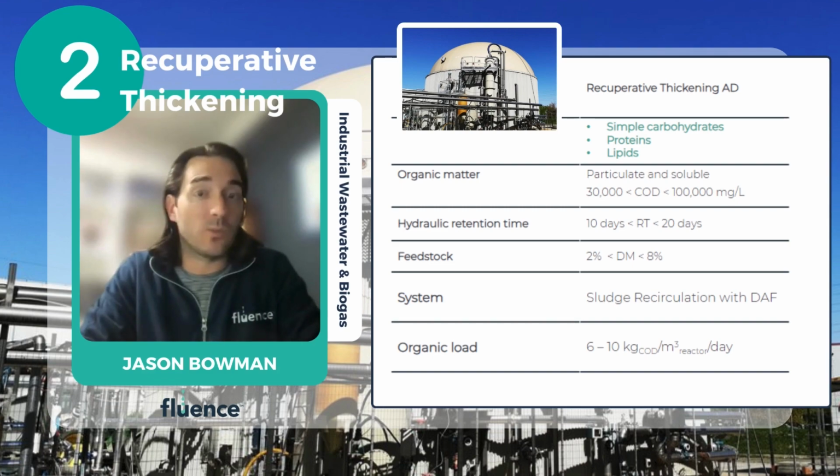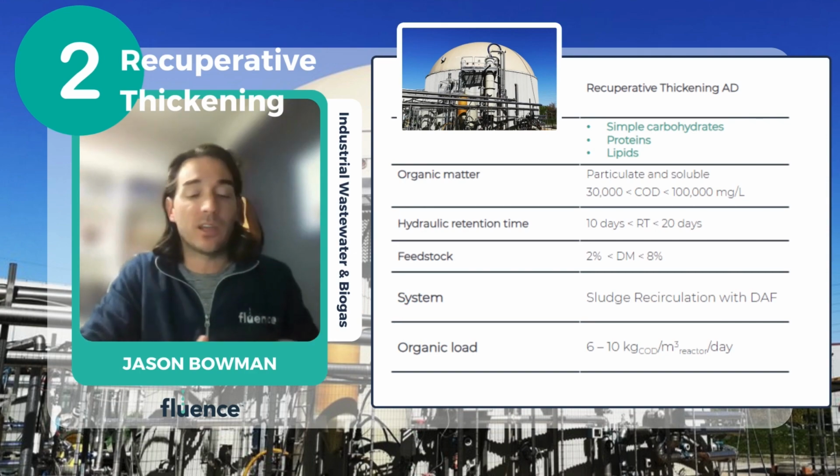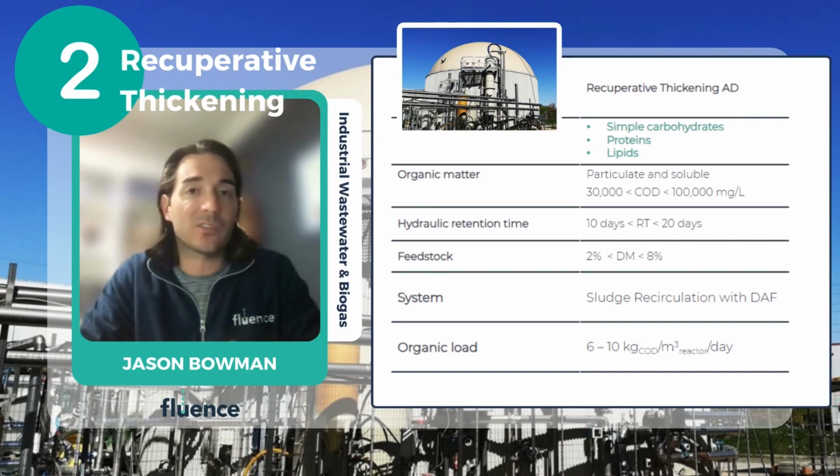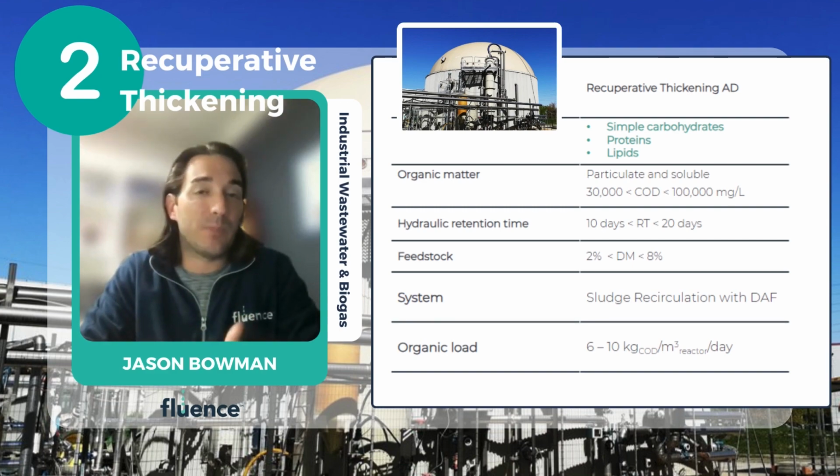So what does this do? Well, it helps us to establish a much higher active biomass within the CSTR process. So we refer to this digester strategy as recuperative thickening. This has the added benefit of decoupling the solids retention time from the hydraulic retention time.